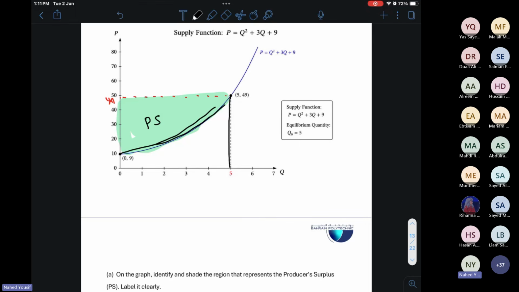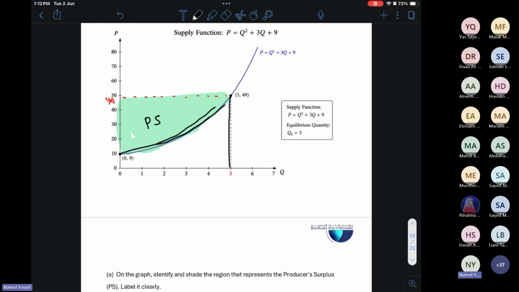And if it is CS, the other one, the consumer surplus, it will be as shown in the PowerPoint. You can see the other case, but for the PS, it's always like that. So you just draw the red line and color this area in between. Is that clear?